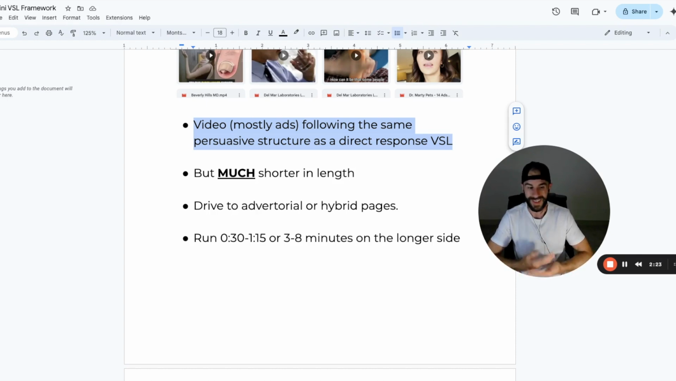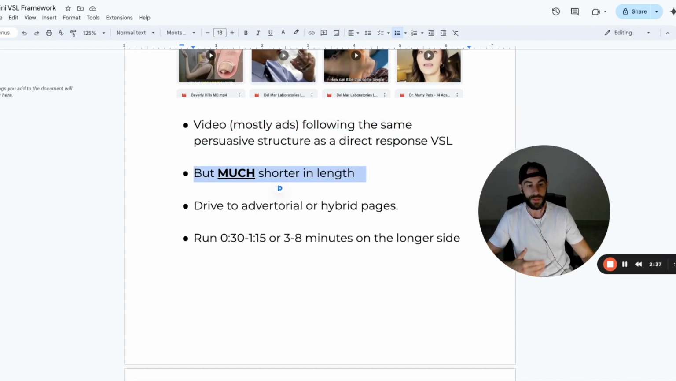You can keep it short, tight, punchy. Each line should kind of feel like it's a little hit of dopamine for the person that just sucks them into the next line. And before you know it, the mini VSL is done and the person is clicking through to the advertorial. So the big thing is they are much, much shorter in length than your typical direct response, like 45-minute VSL. And more often than not, they're going to drive to an advertorial or a hybrid page.